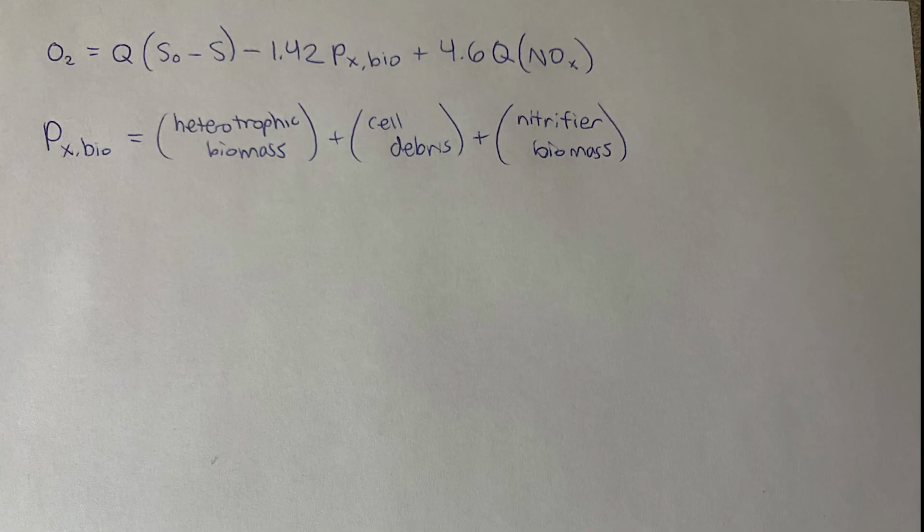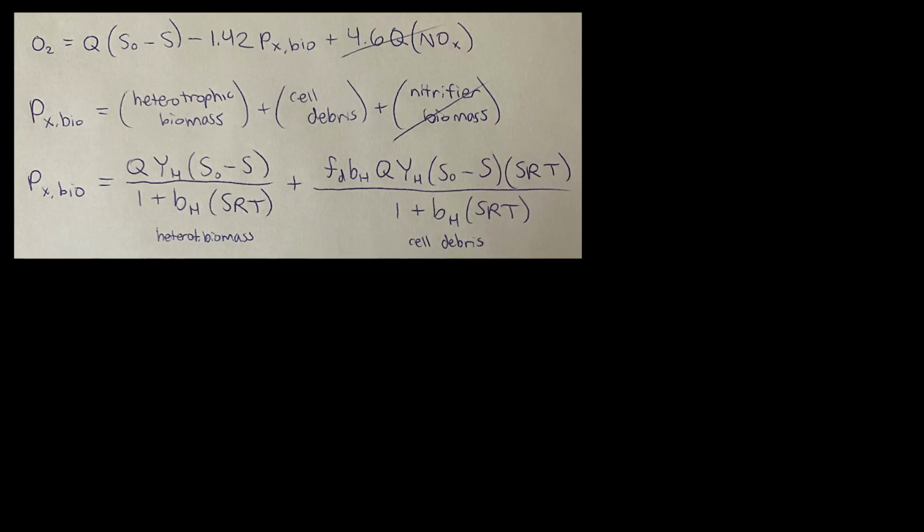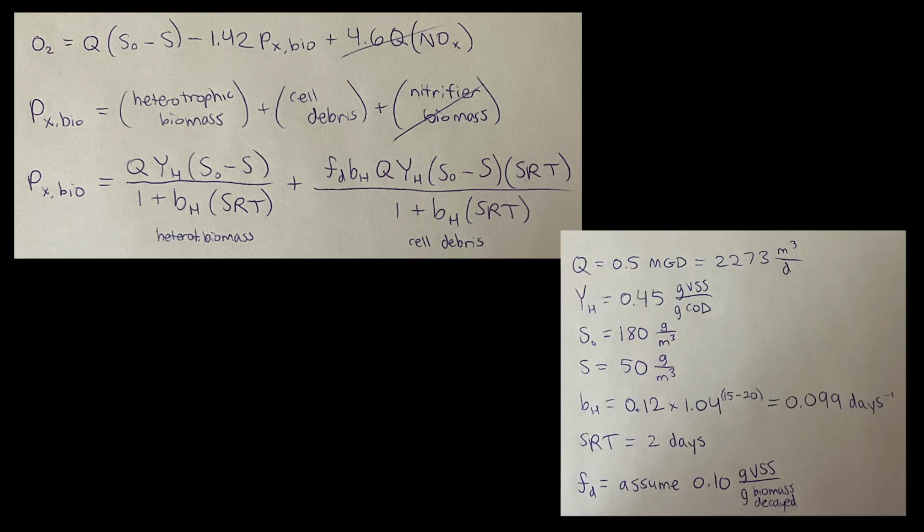All right, so to solve this example problem, we start off with these two equations here. And since in the problem statement we're told that there's no nitrification in this system, we can essentially ignore the third term of both equations. So we have to calculate the value of Px,bio before we can calculate the oxygen demand. And since we can ignore the nitrifier biomass, we really just have two terms here. The first thing we need to do is list out all of the assumptions for the variables in this equation.